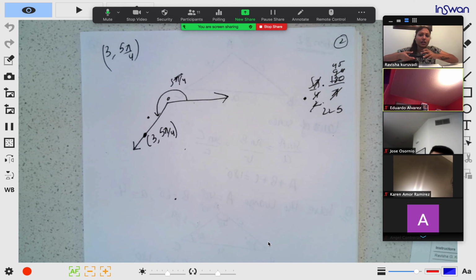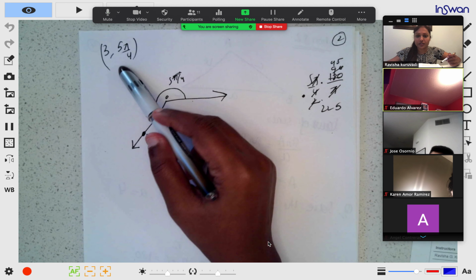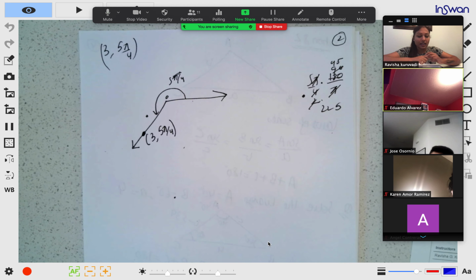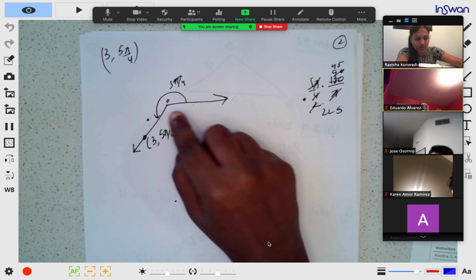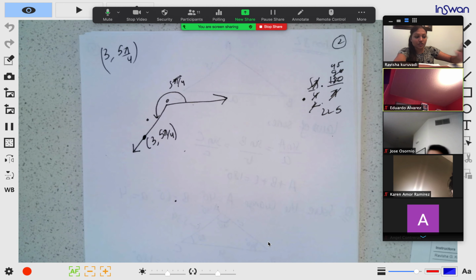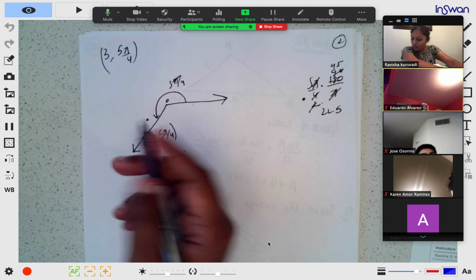Any questions, anyone? How I drew this, 3, 5 pi by 4? First, you always draw the angle, and since it's positive, just make the point. Go that many units on that line. Let's do one more example.